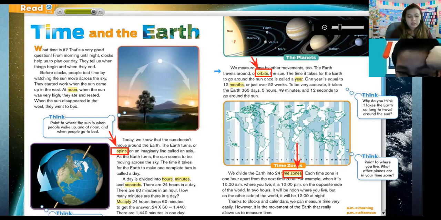then we will continue talking and discussing about this article. So we will learn more about time and the earth in your next class next week. Okay?